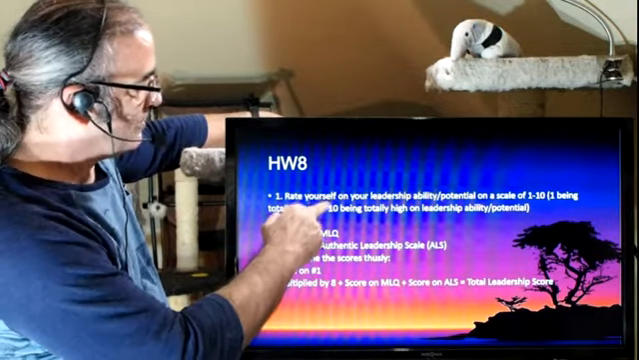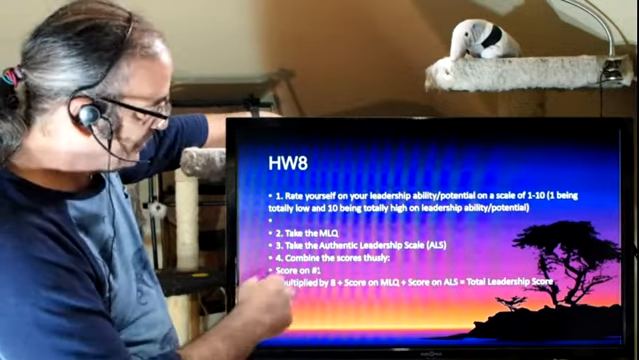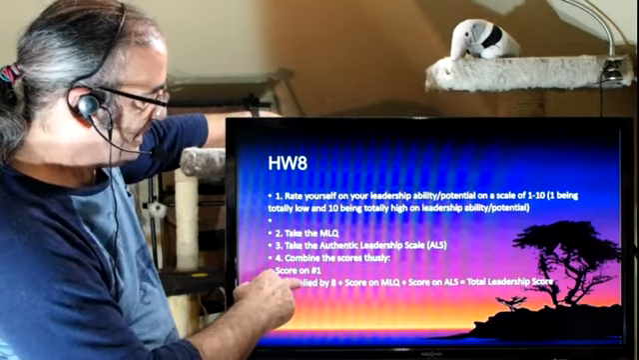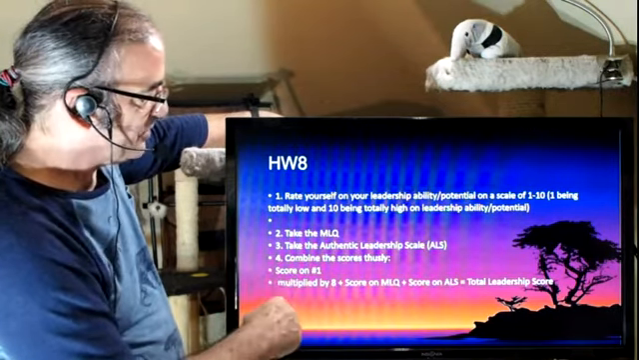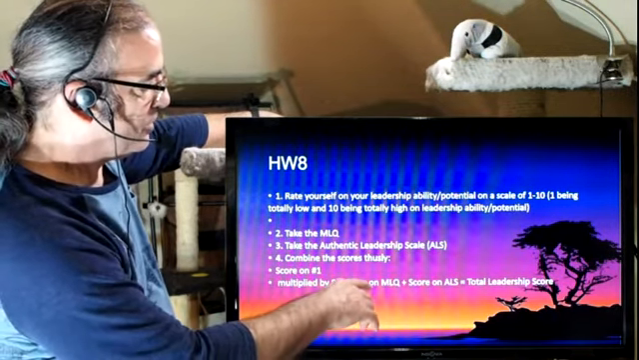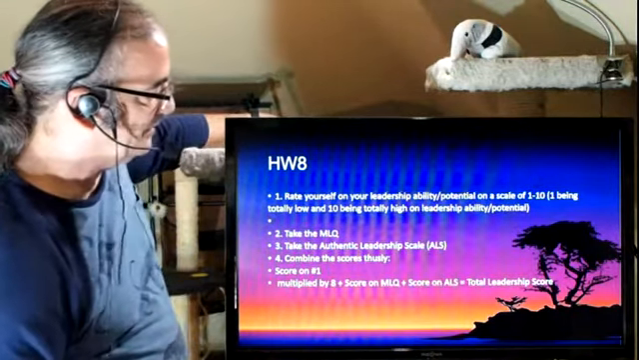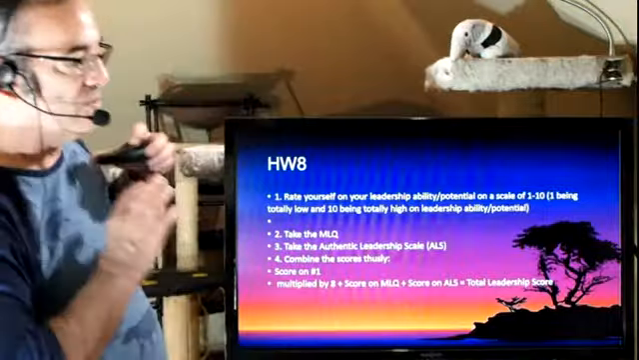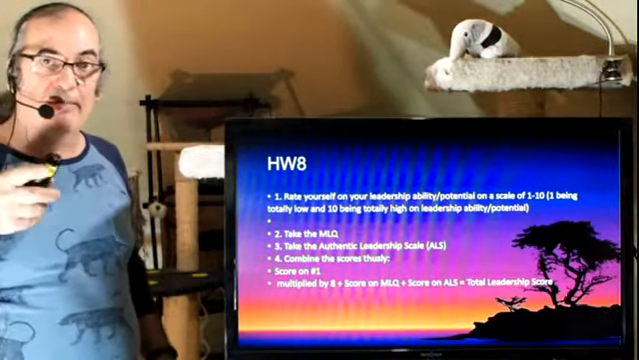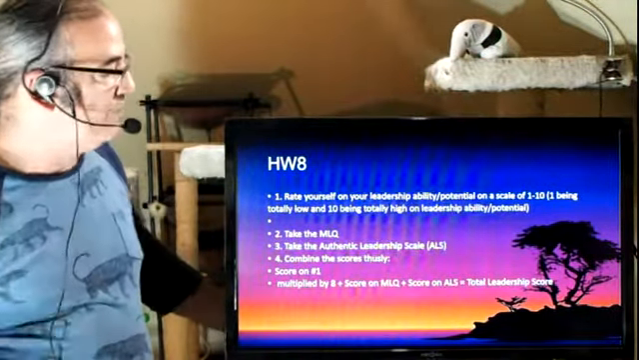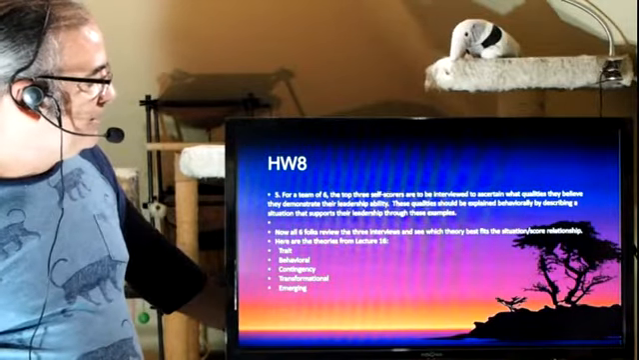So if I score myself an 8 on leadership, then I'm going to multiply that by 8, so that means I get 64 on this component. Then I'm going to take my score on the MLQ, and my score on the ALS, and add them all together. And that's going to be my total leadership score. So every person on the team does this, all 6, 7, 4 of you, whatever it is. Now, what are you going to do with that?